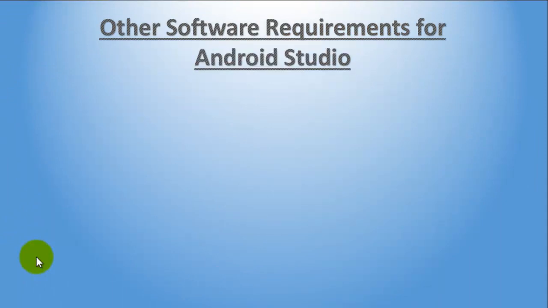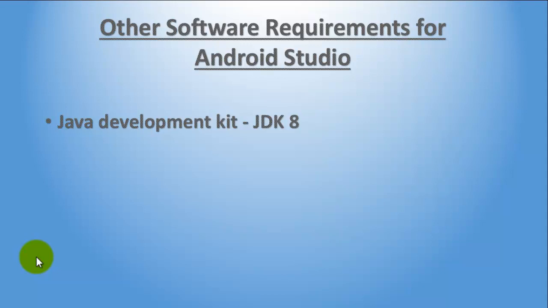Next, other software requirements for Android Studio. What are the other software requirements before we install Android Studio? Definitely you need a Java Development Kit, the JDK, at least version 8. Then an SDK, which is a medium where you can download all the versions that you need to create.